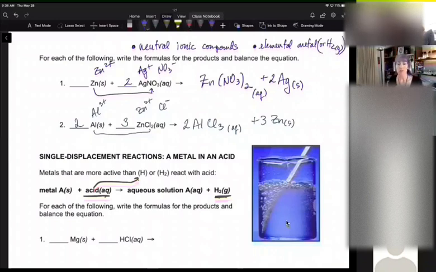So same thing, we have to form neutral ionic compounds, and then that element at the end will end up being the hydrogen gas. Because it's an acid, the cation is that H. This one is going to go to a 2+. This one has a 1+ and a Cl-. So we have to make our new ionic compound that's neutral.